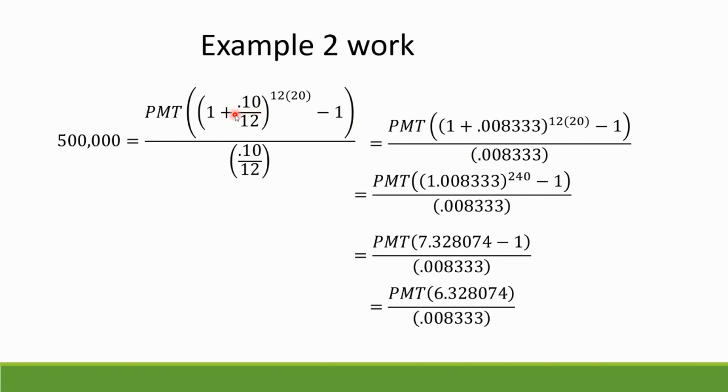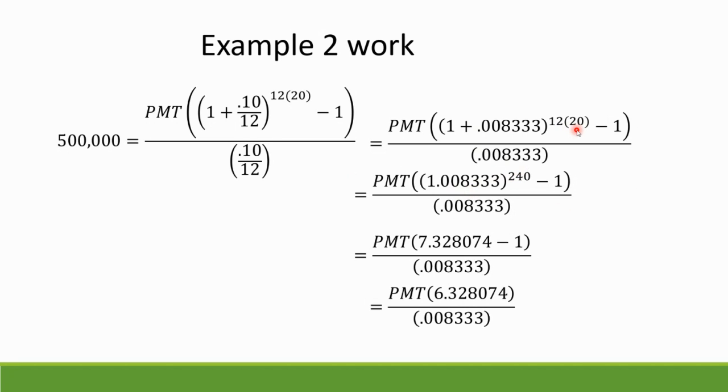For the numerator, we have to work inward. We have to start with the innermost terms. We have to use order of operations, in other words. So we have 1 plus 0.10 over 12. We have 1 plus 0.008333. We did the quotient first. Then we add, and we get this, as you can see. This step I added, so this may not be in your notes.